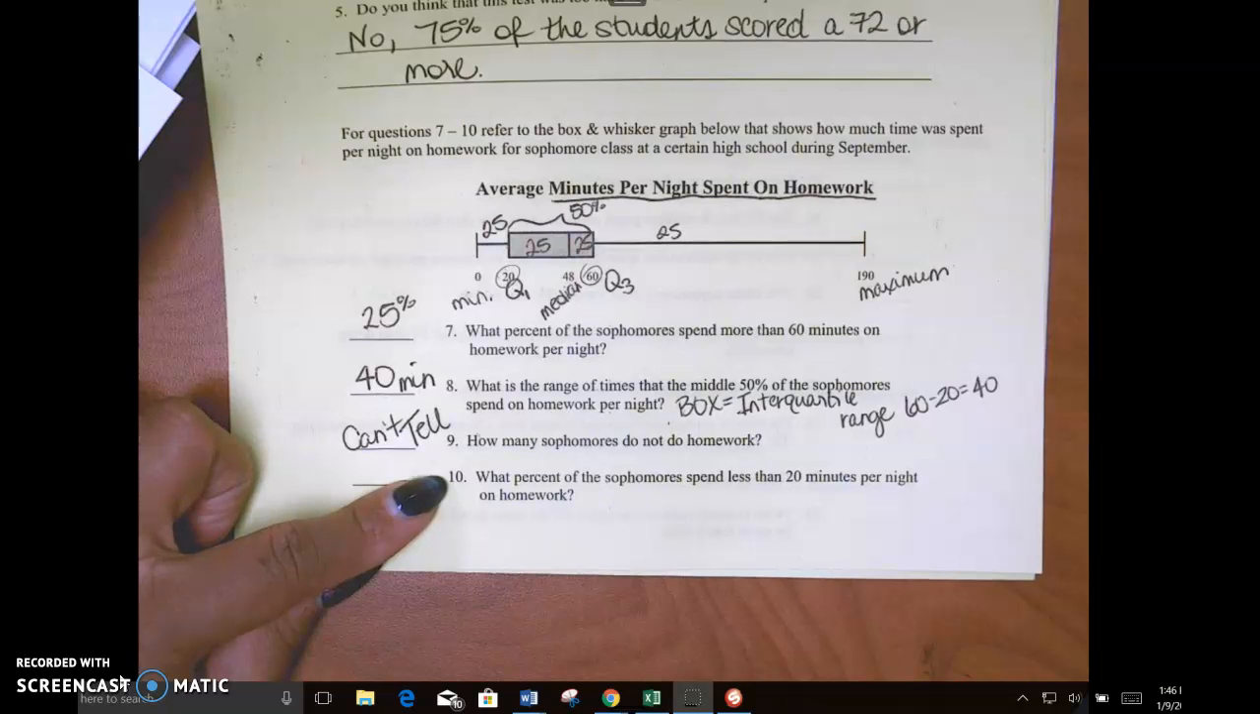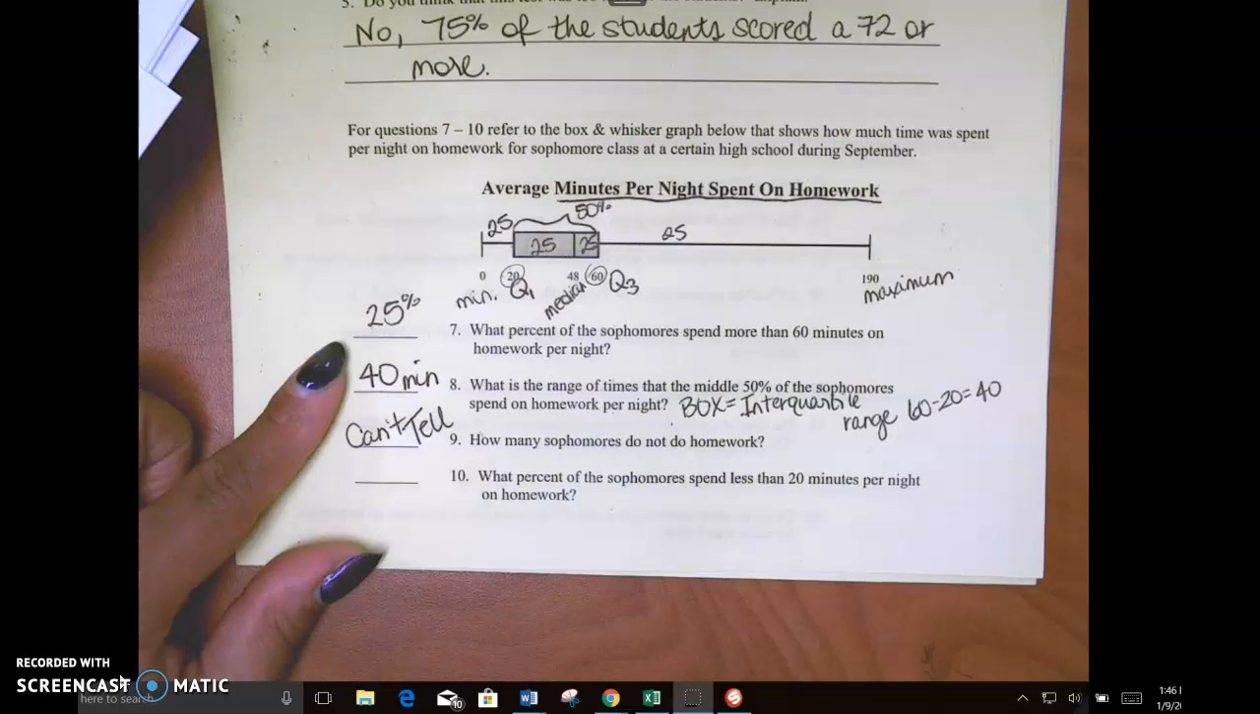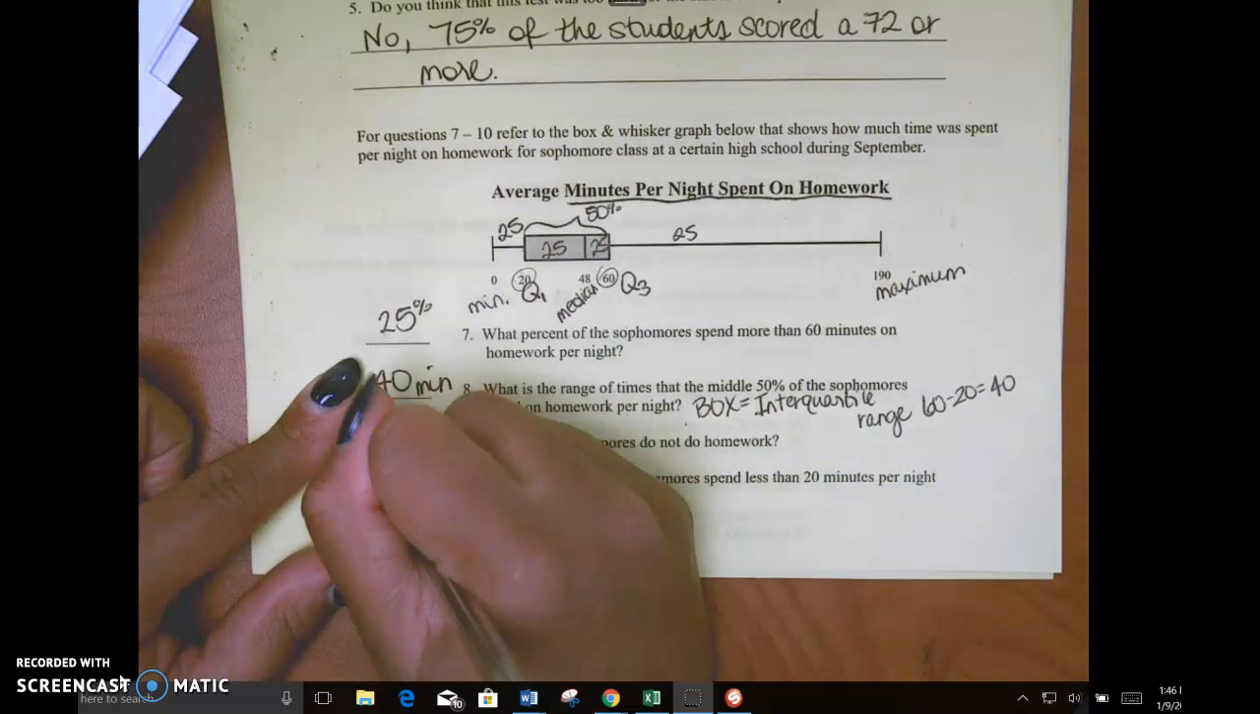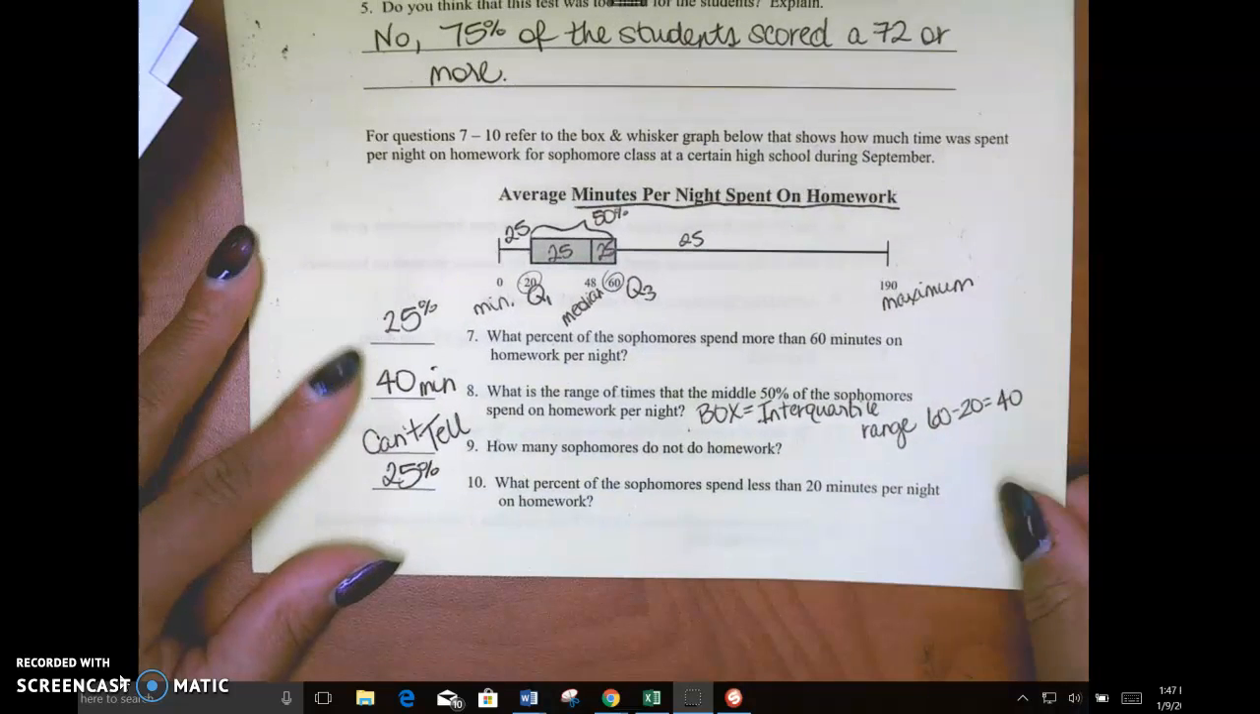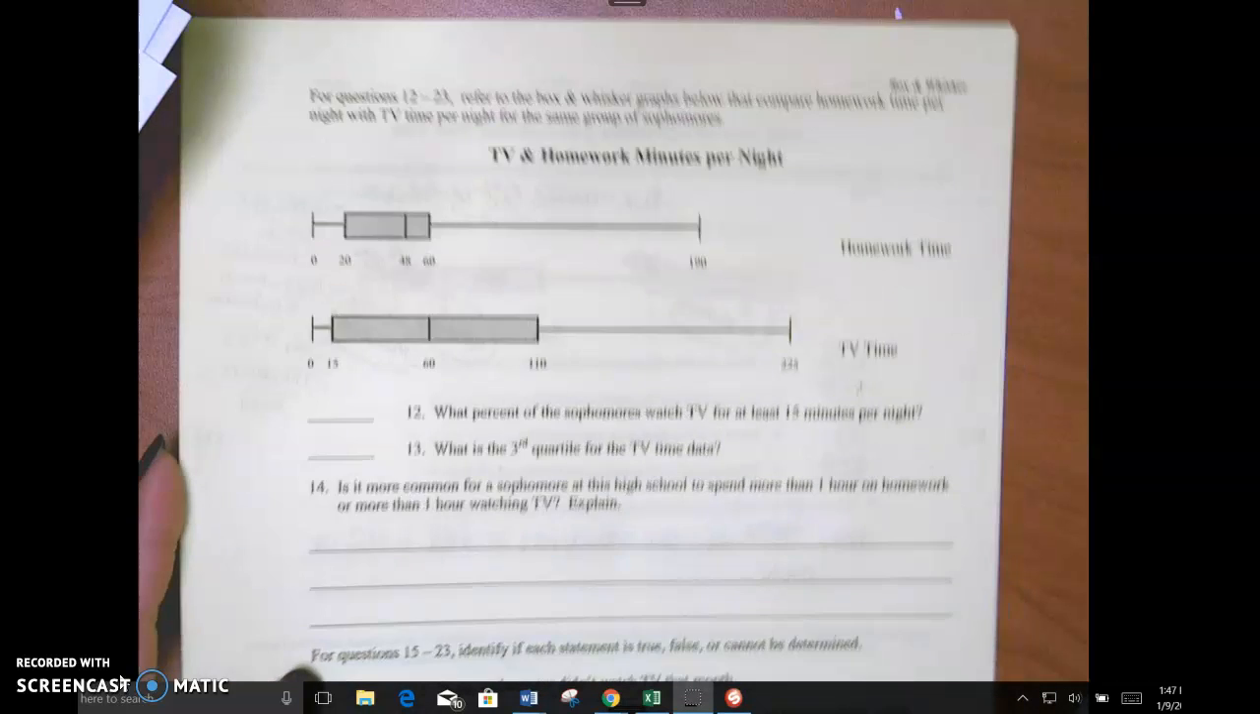So for each box, it's always 25%. Each piece of the data is always 25. So there's 2 whiskers and 2 parts of a box. What percent of the sophomores spend less than 20 minutes per night on homework? 25%. Have you written this down? Yep.